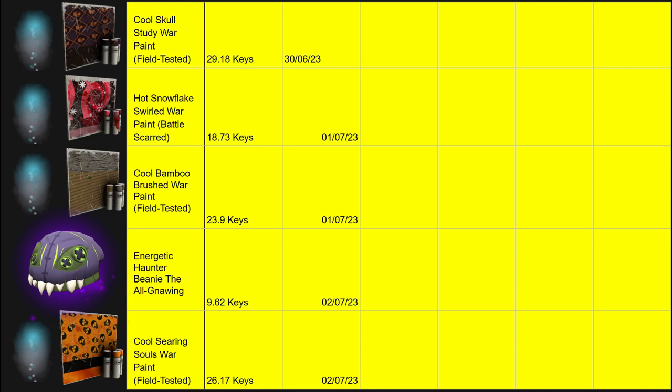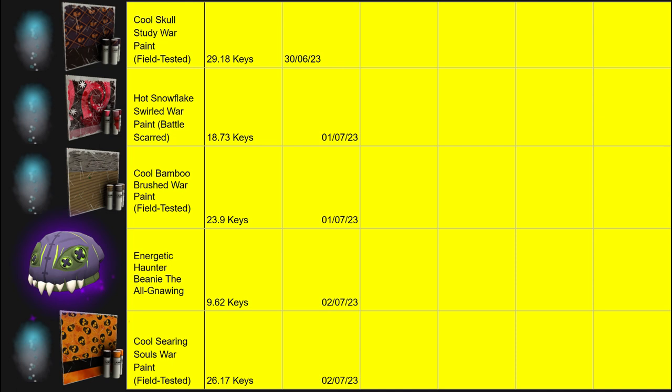Cool Bamboo Brush Warpaint Field Tested. A decent looking warpaint for a good price. Not very unique, and the other two effects look better, so I haven't sold it yet. Energetic Haunter Beanie the All-Knowing. That is an extremely cheap price to buy for, and I would have expected it to sell by now, because it's an okay looking hat with an excellent budget effect, but I'm sure there are many market competitors. Cool Searing Souls Warpaint Field Tested.